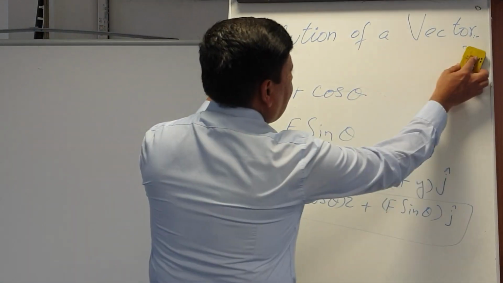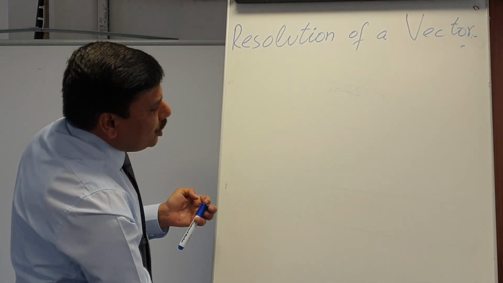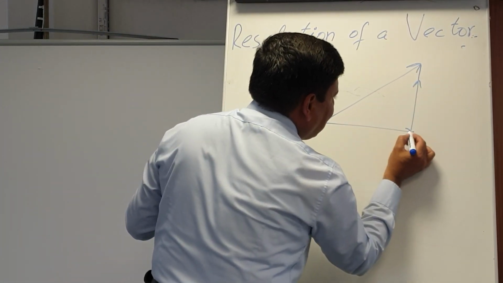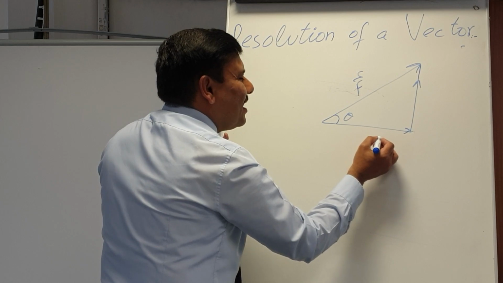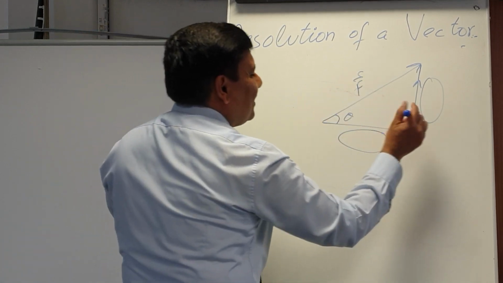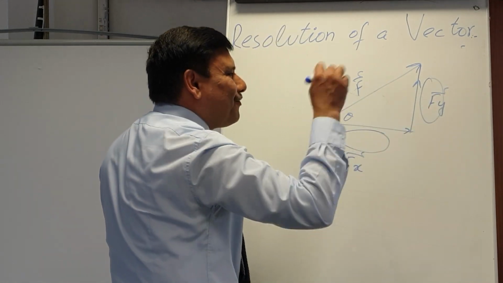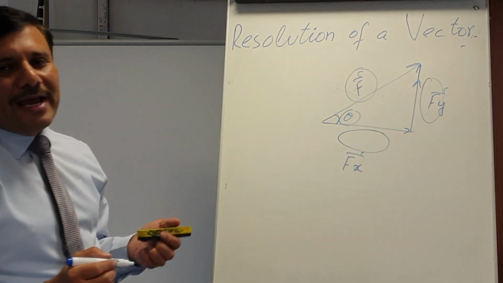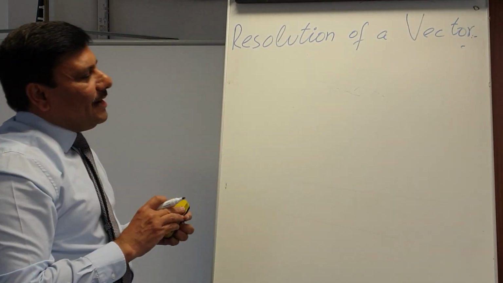Now there is an extension of this topic. Actually, this was to resolve. If this was the vector and I have resolved it into two components which are perpendicular to each other, this was known to me, the angle was known to me, and I have found these two components. The extension is, if I know these values, fx and fy, and I want to determine these two values, f and theta, how can I do that?